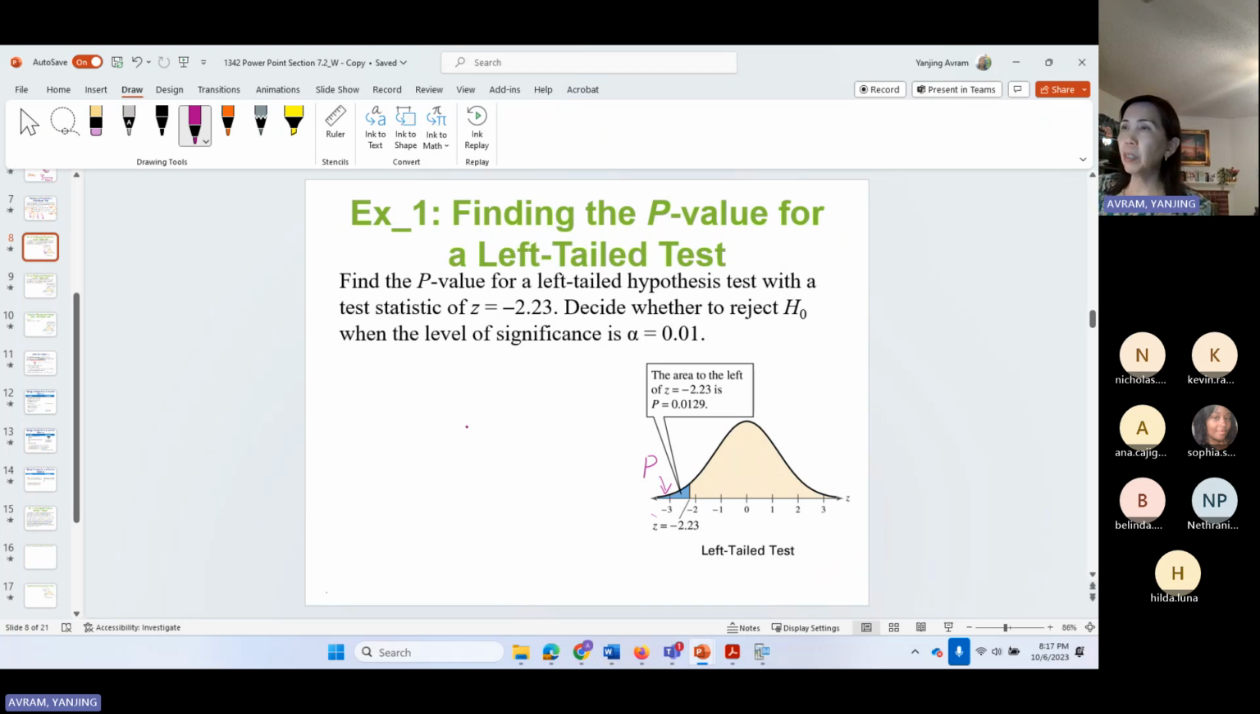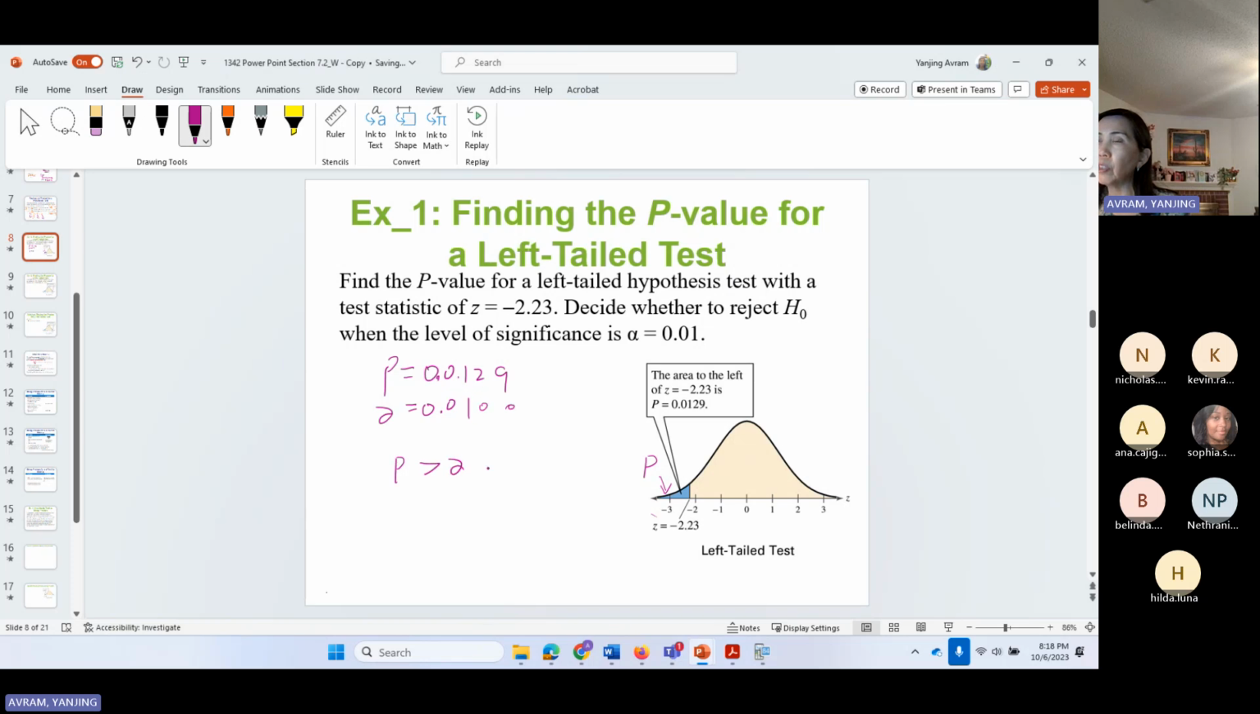I'm sorry, p is always positive. Your p-value is 0.0129, compared to alpha. So how much is my alpha? My alpha is 0.01. Is this p greater than or less than alpha? We're going to be able to compare. Since alpha is 0.01, my p is greater than alpha in here.